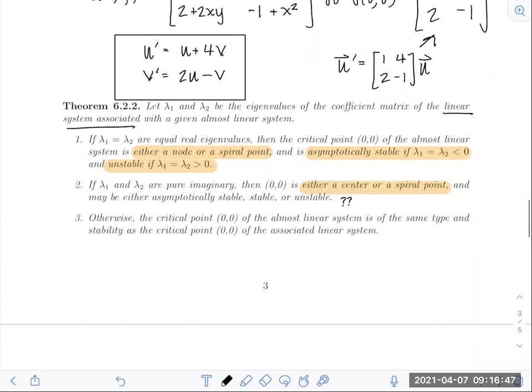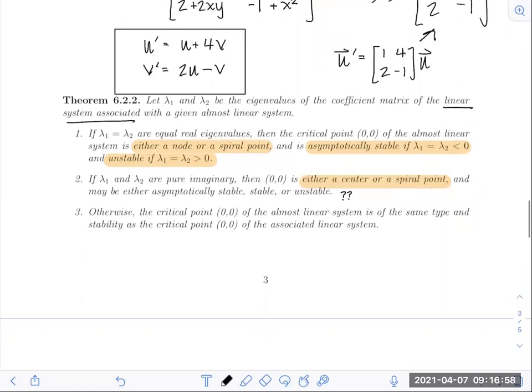Finally, if it's neither of those cases, then it falls into the category of the associated linear system. So you're just going to look at your eigenvalues and potentially your eigenvectors, if you fall into that category, and classify according to the linear system.